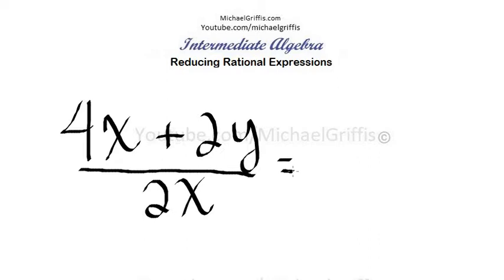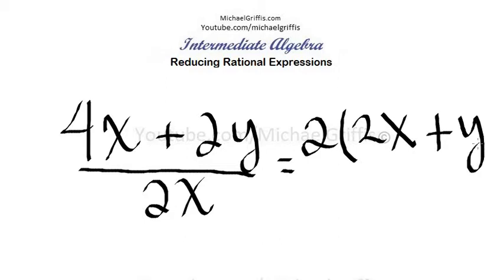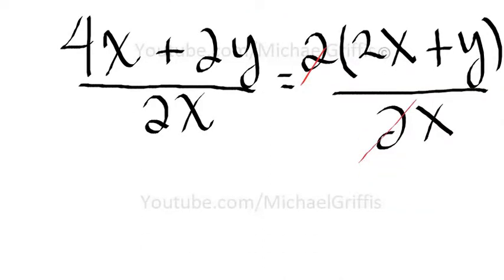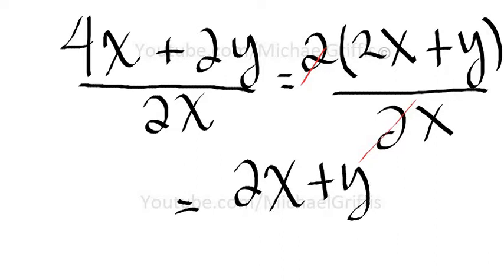The only thing in the numerator that we can pull out of that is a 2. So let's do that. We have 2 times (2x plus y) over 2x. And as you can see here, we have a 2 in the numerator, 2 in the denominator, so those can be canceled out. So this doesn't reduce down too much. So we'll just say equals (2x plus y) over x. Okay? Simple enough.